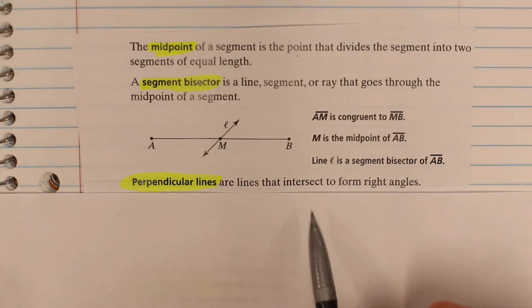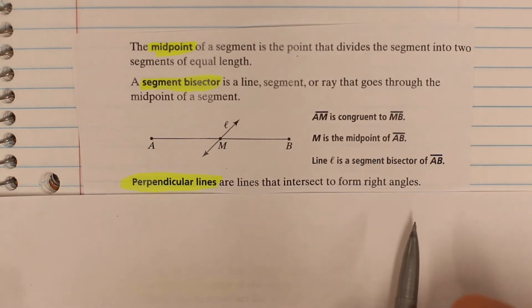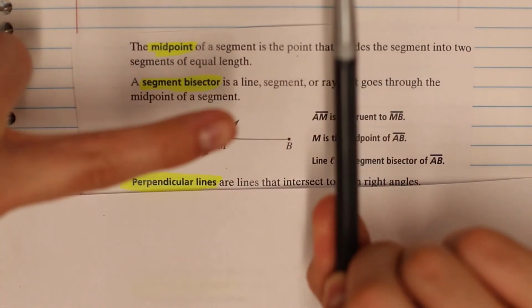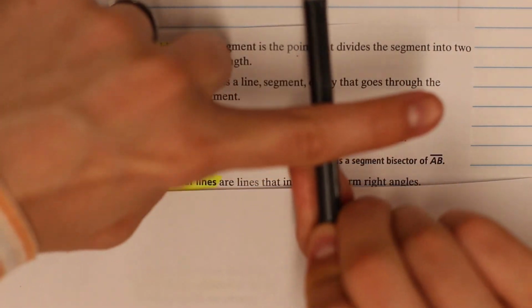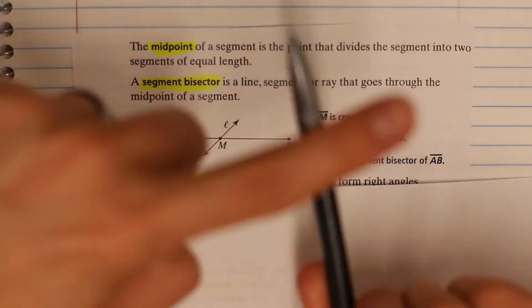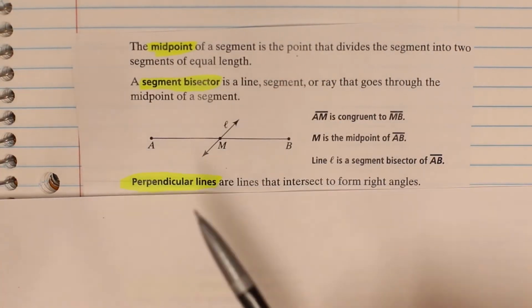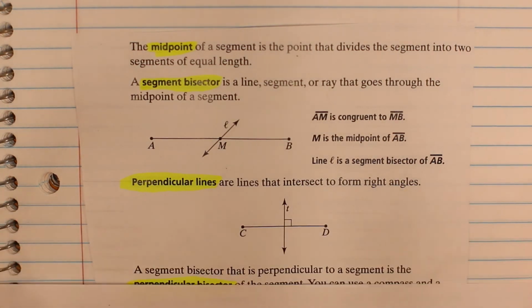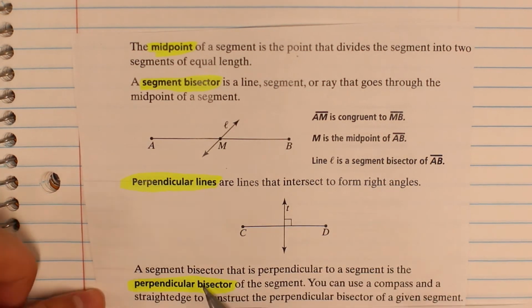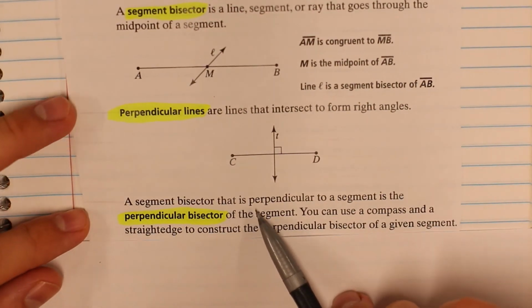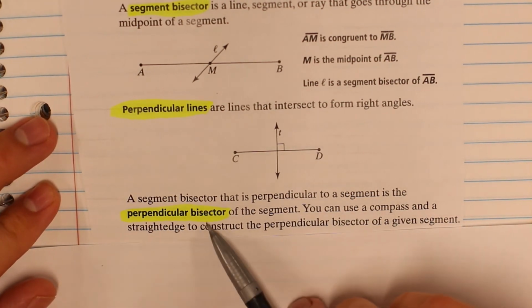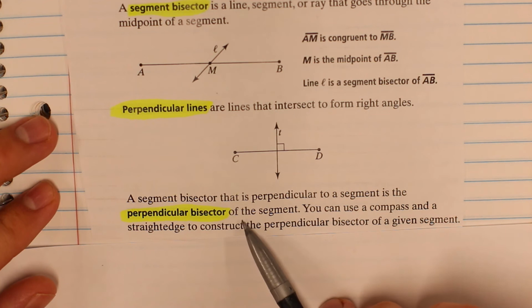Perpendicular lines are lines that intersect to form right angles. So it would be like a plus sign. You make two lines that intersect and it actually makes right angles. So a plus sign is made of two lines that are perpendicular to each other. A segment bisector that is perpendicular to a segment is a perpendicular bisector of the segment.